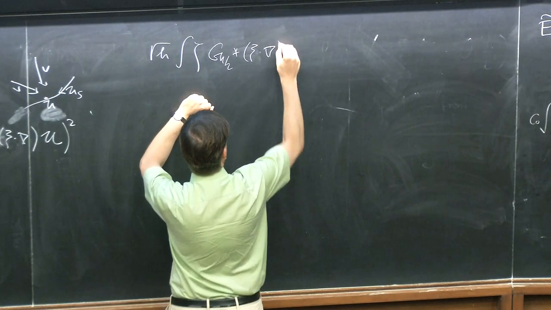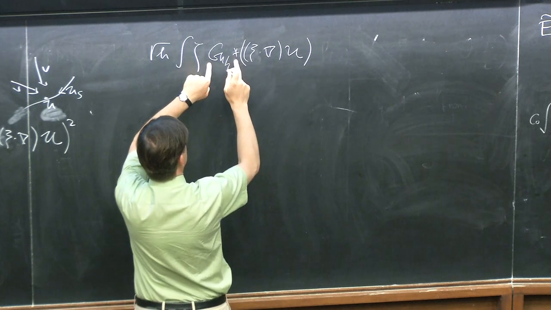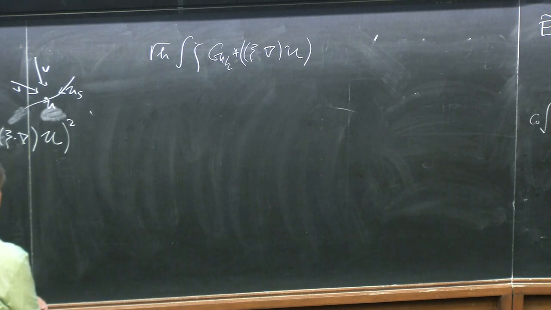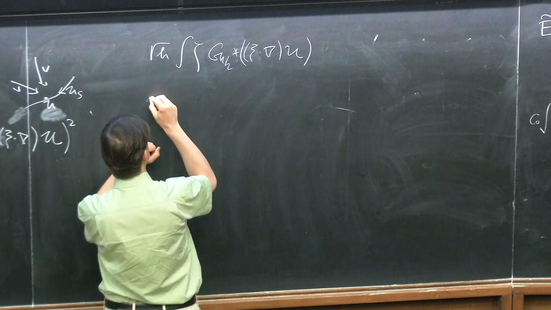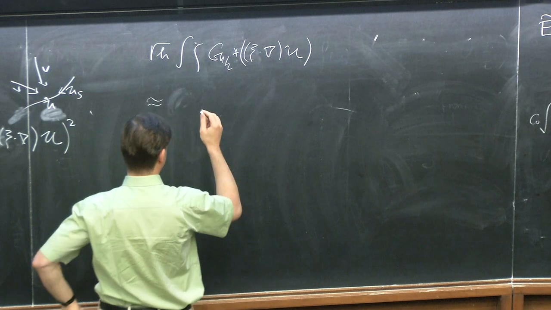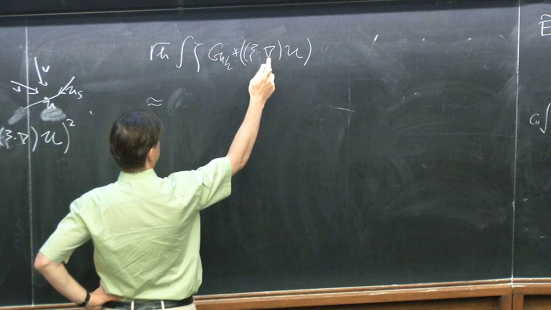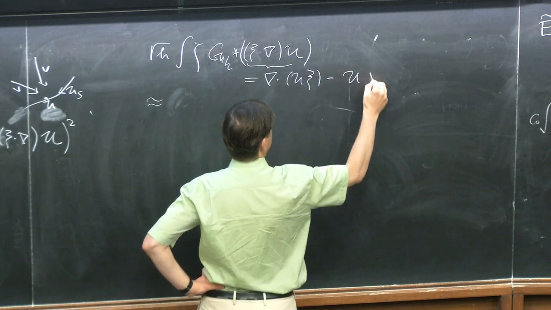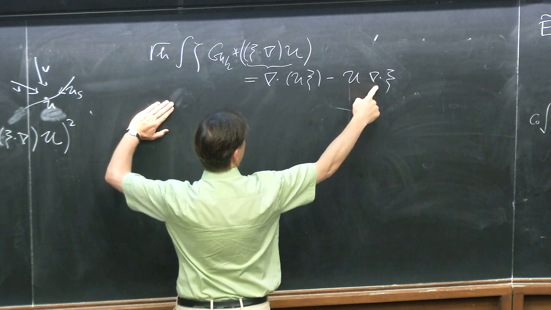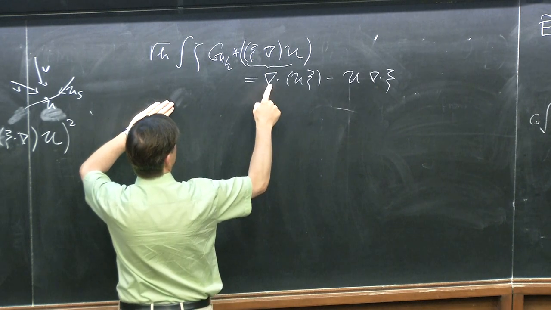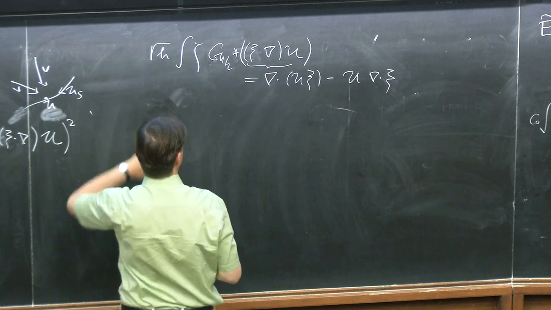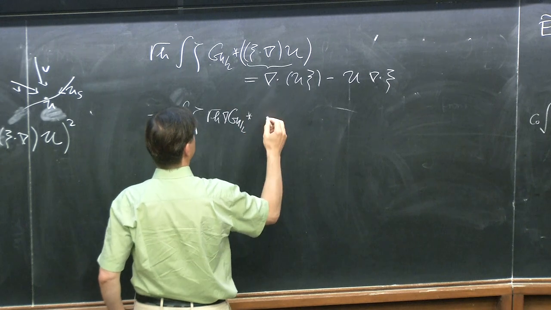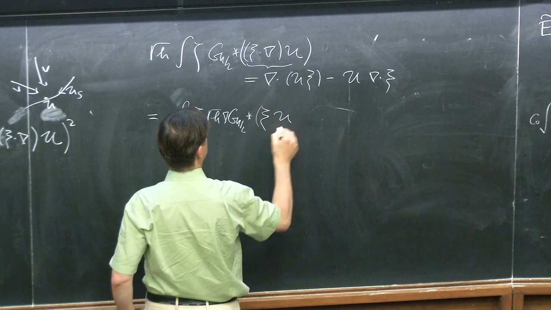So let me copy it here. I'm using this operator type notation where this acts on everything which comes afterwards. But now let me put the brackets there. You can massage this term a little bit to see that essentially it is given by the following expression. This here is equal to the divergence of u times xi minus this term. That term doesn't play a role in the limit. So you're left with this one. You can put this in the convolution, you can put this onto the G function. And so what you get is this type of expression.